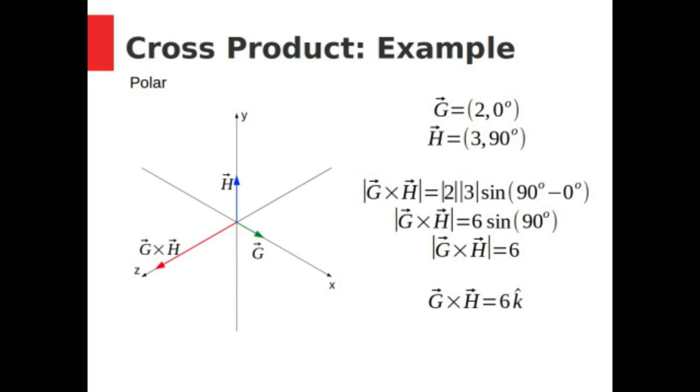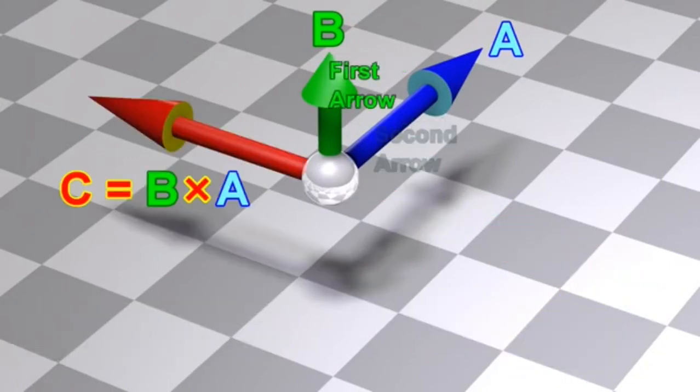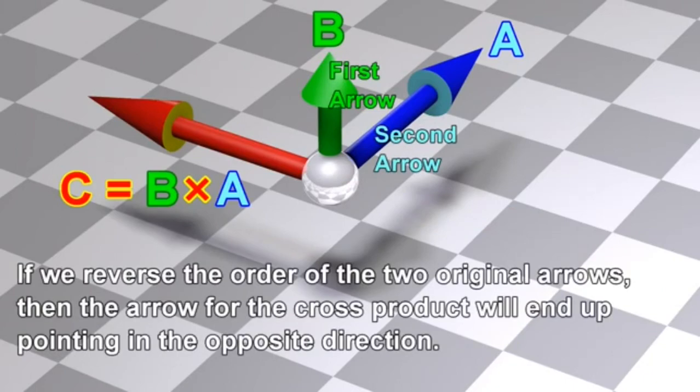Now, 2 observations are important about the cross product. First, the cross product vector is always oriented at right angles to both of the original vectors. That is important, and it will come up later. Second, in a cross product calculation, order matters. You will get the wrong answer if you reverse the order of the original 2 vectors. So it is important to respect which vector was first and which was second.